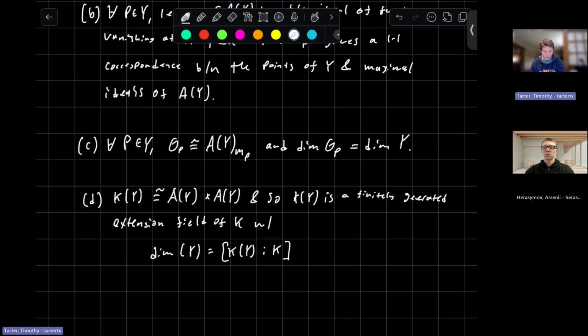Now, Hartshorne points out that A of y is a finitely generated K algebra, and so K of y is a finitely generated field extension of K. I don't get how those things tie together, but part of that is because it's 8 a.m. I'm willing to let that slide. And he says that says everything it needs to.